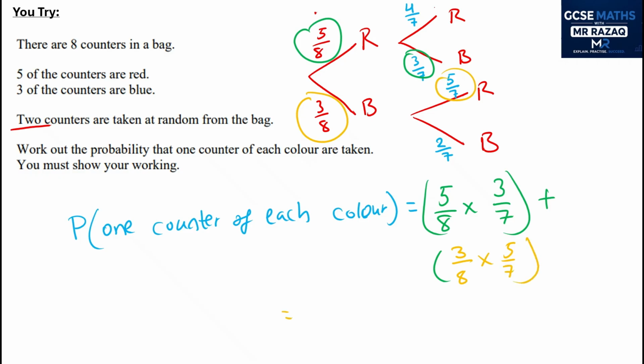5 times 3 is equal to 15. 8 times 7 is equal to 56. And then again, 3 times 5 is equal to 15. And 8 times 7 is equal to 56. Add the numerators, it becomes 30 over 56. And that is my answer.